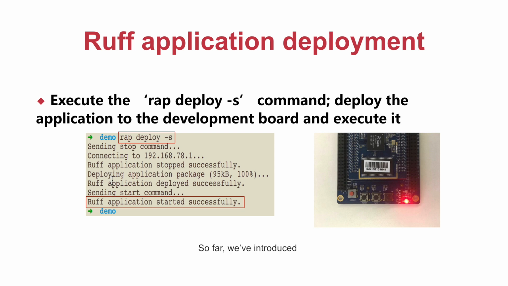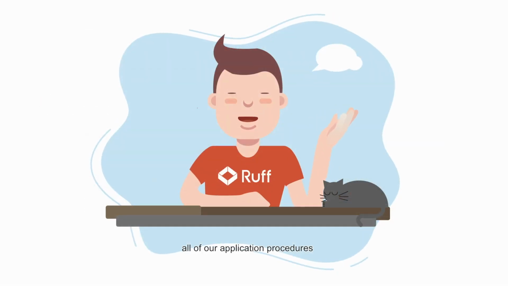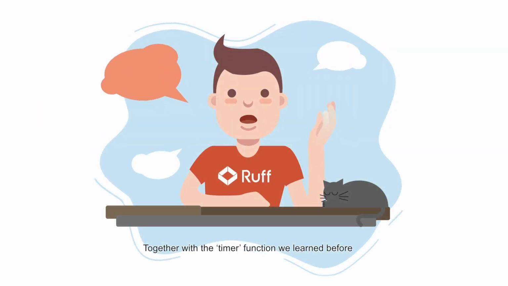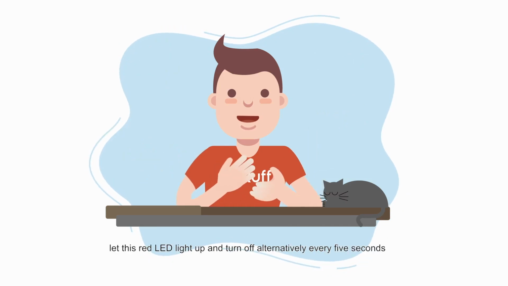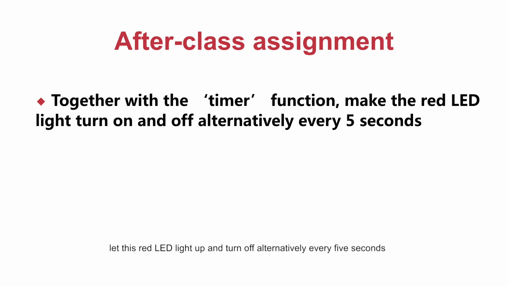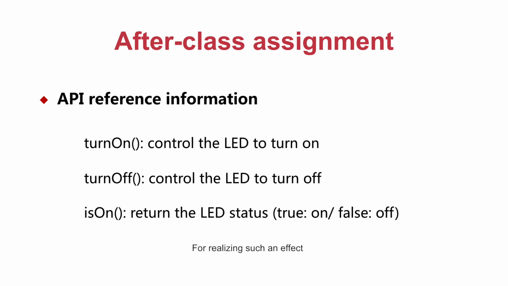So far, we've introduced all of our application procedures. Now I assign you an exercise after class. Together with the timer function we learned before, try to achieve such an effect: let this red LED light up and turn off alternately every 5 seconds. For realizing such an effect, I'll provide you some information on APIs for this LED.